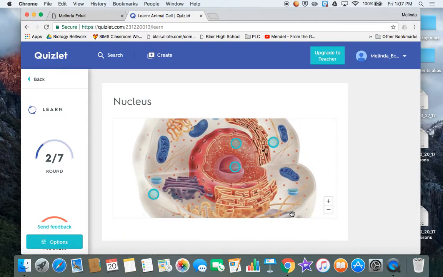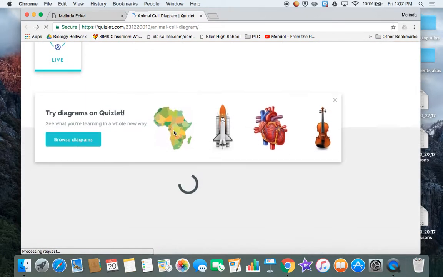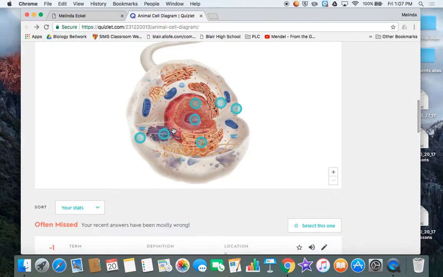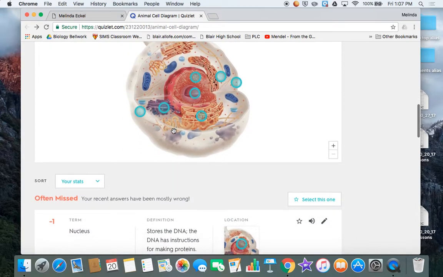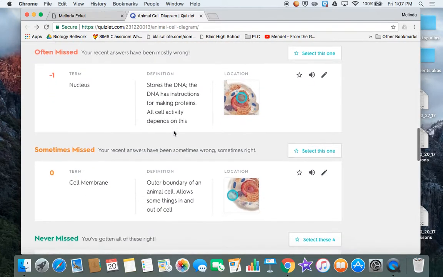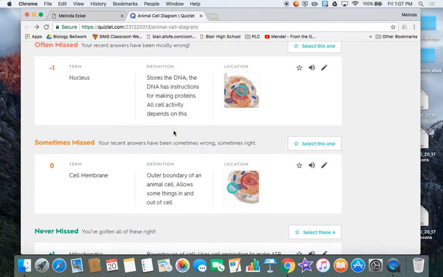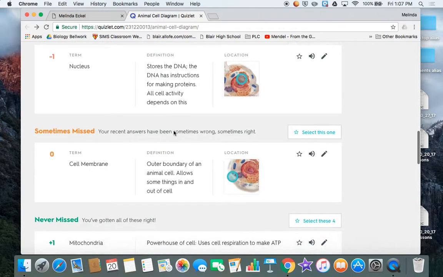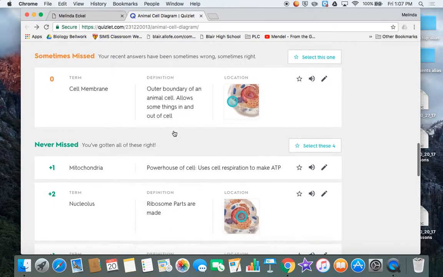No, put it back up. You guys can also, if you don't want to do the learn part, you can also come down here. So look up here. You can also come down here, and here's the different definitions too.